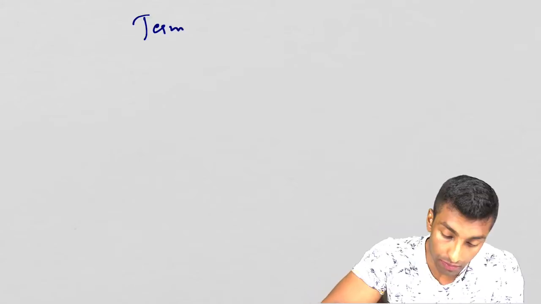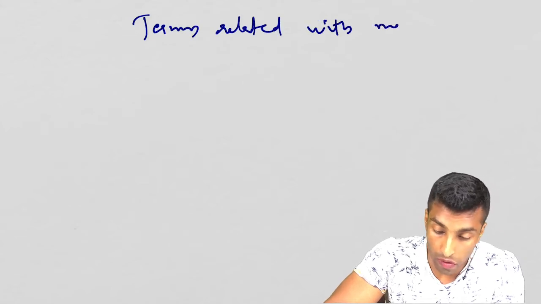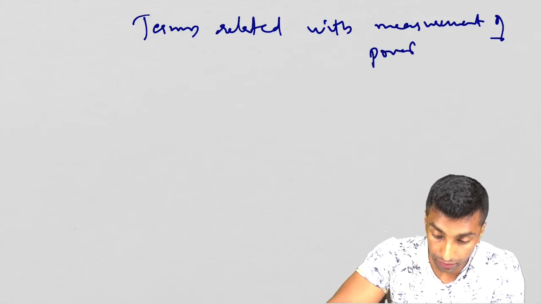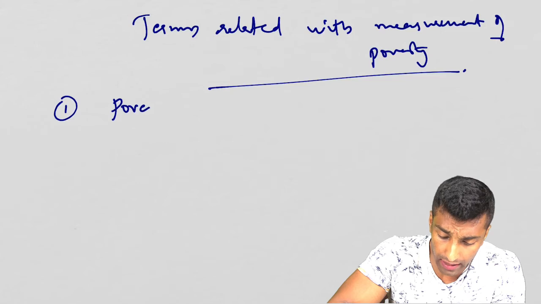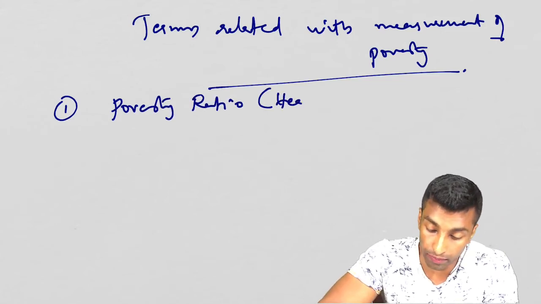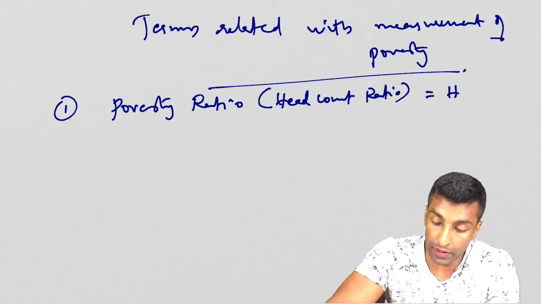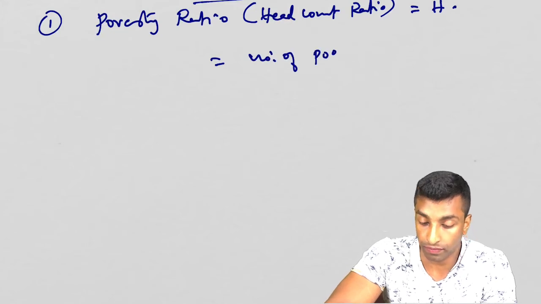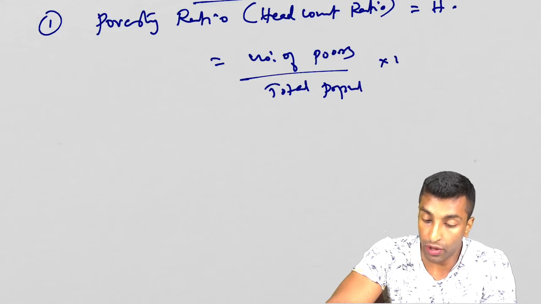Terms related with measurement of poverty. Okay, the first one, poverty ratio. We have already done this, poverty ratio, or it is also known as head count ratio. So how is it represented in terms of H? It is number of poor divided by total population into 100.